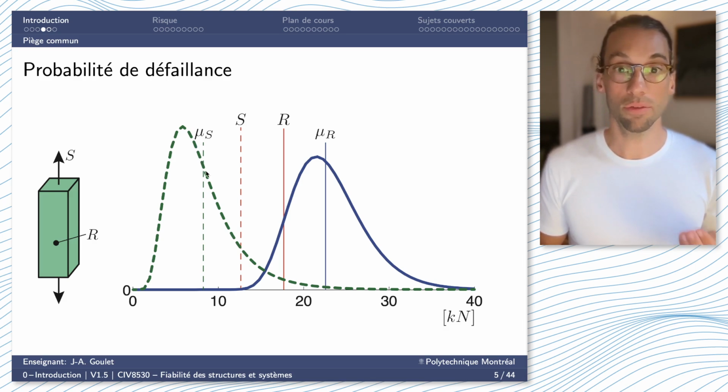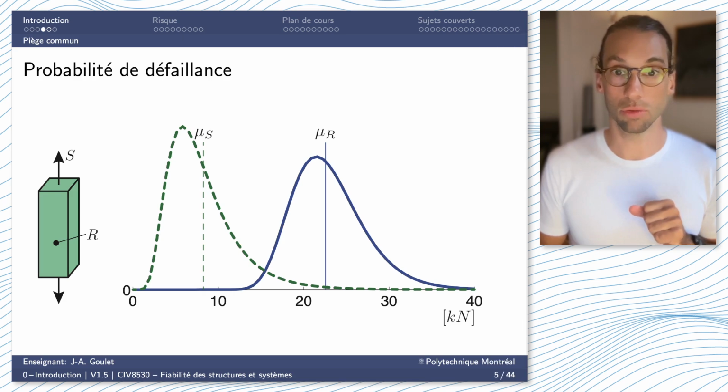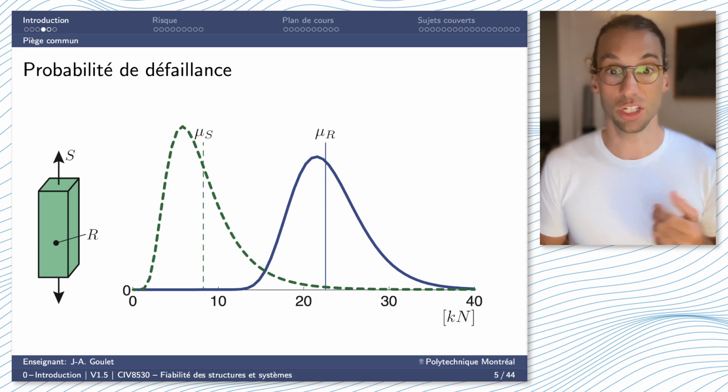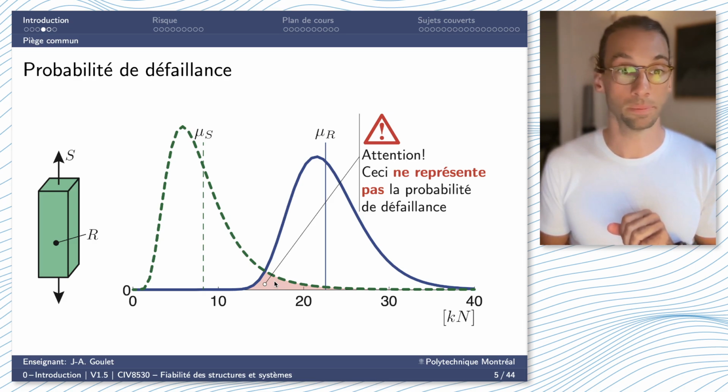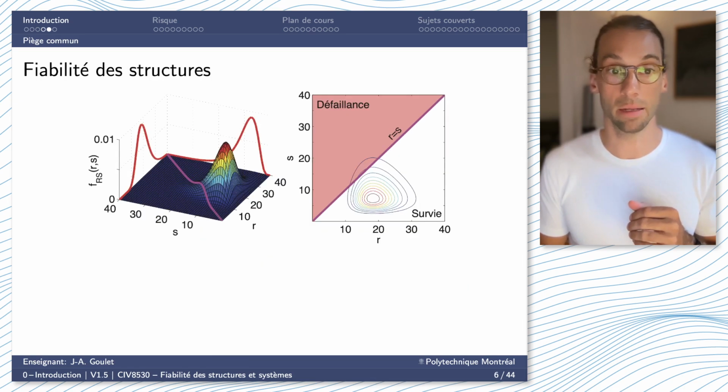And I'm pretty sure if you've come into contact with reliability content in some civil engineering manual, you might have often seen this represented as the probability of failure. But be careful, this is not. The intersection between these two curves doesn't correspond to the probability of failure. This is wrongfully represented in many manuals.